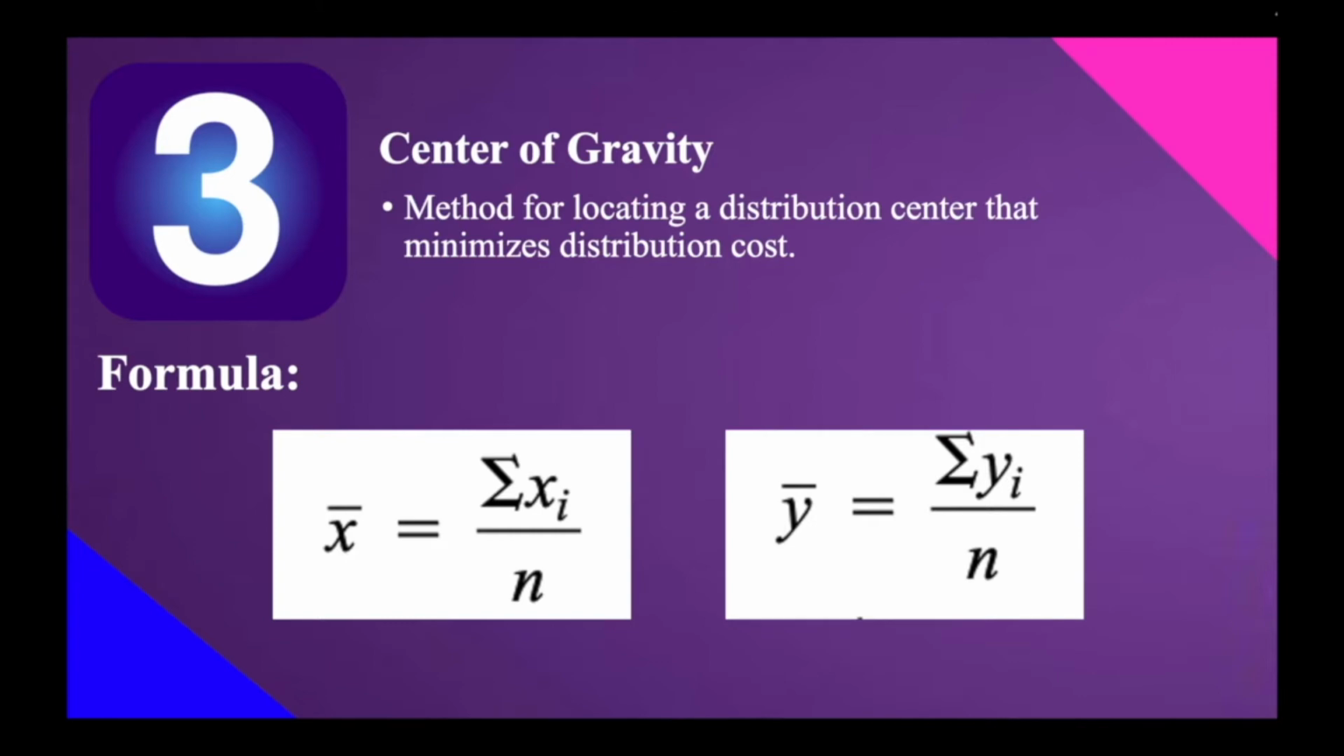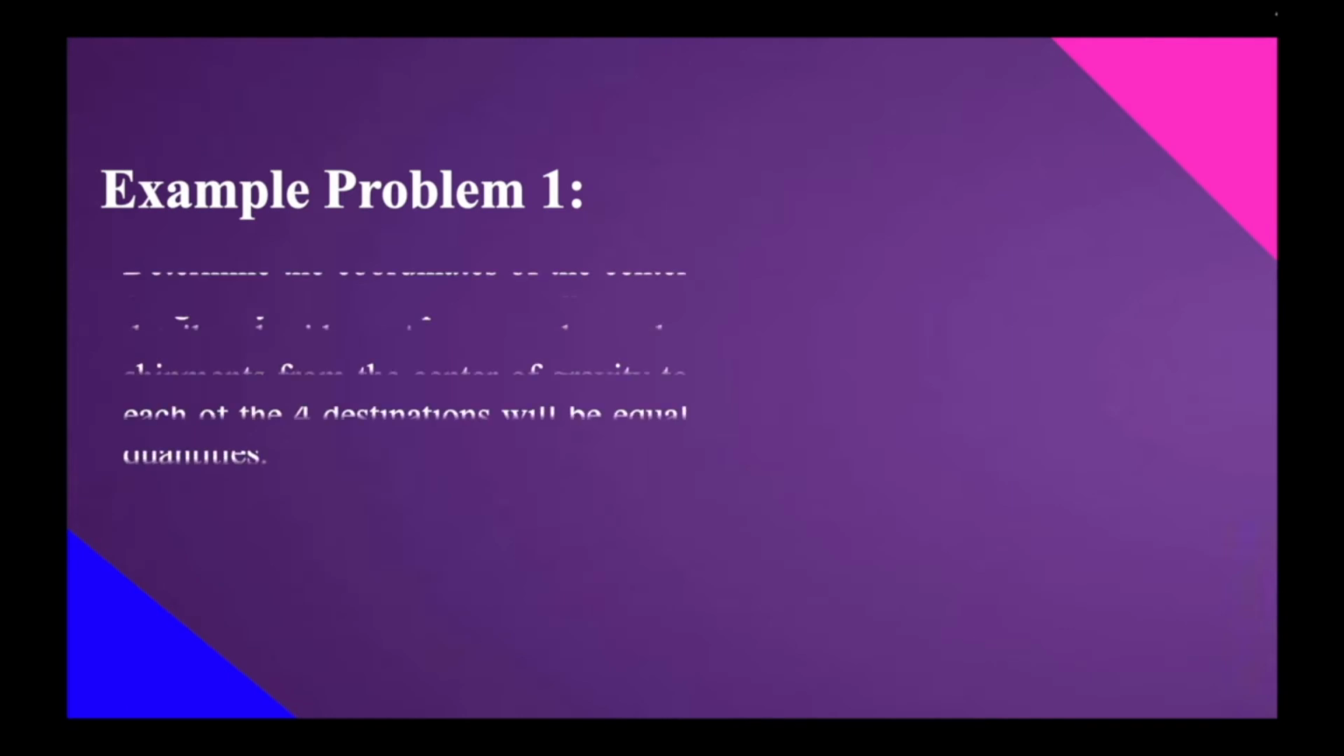We have the x bar and the y bar. So basically, this is a mean. So x bar is equal to the summation of x sub i over n, while y bar is equal to the summation of y sub i over n. So this x and y is actually a coordinate pair. I hope you still remember the basic Cartesian coordinate points, quadrant 1. So this is a coordinate pair, x and y. Now, let's have an example here.